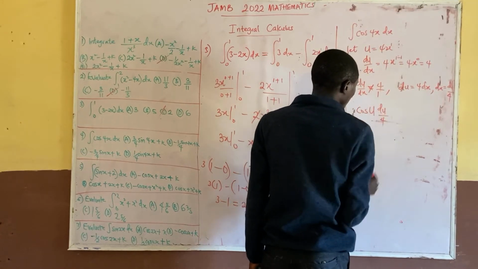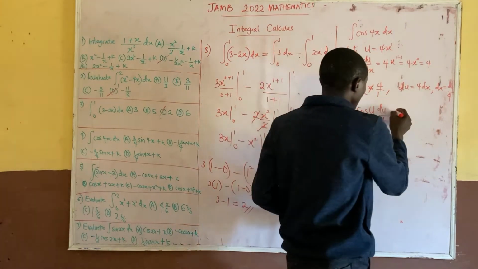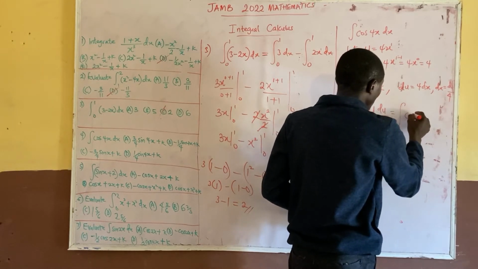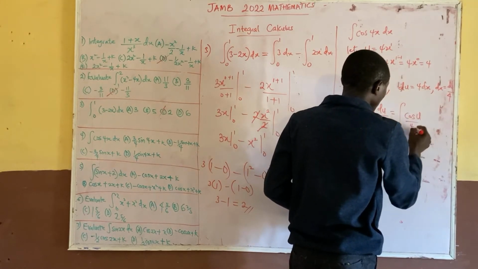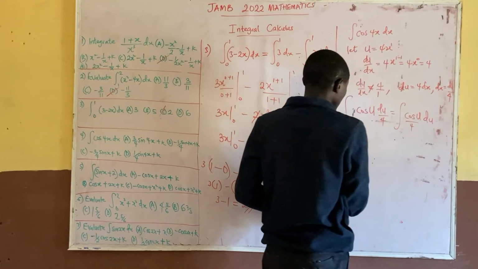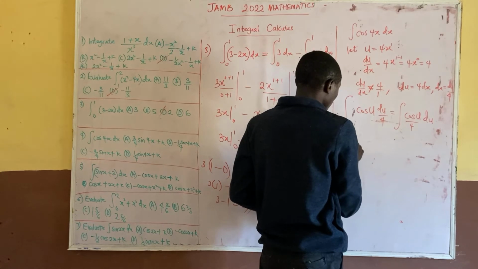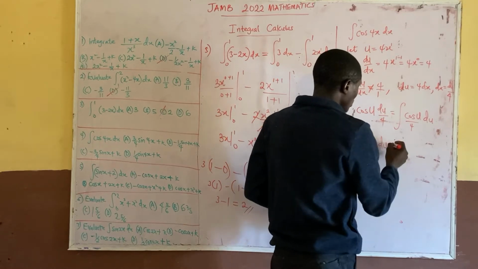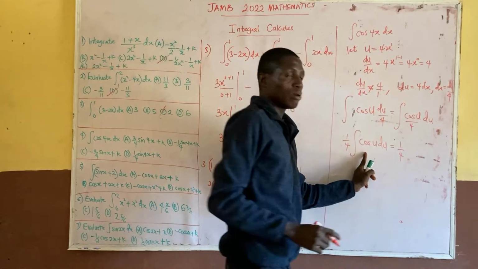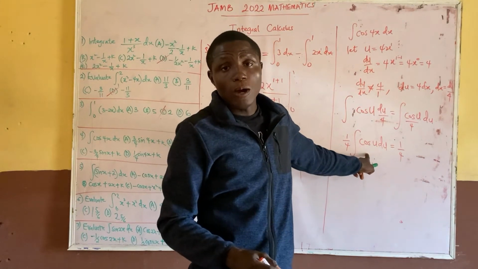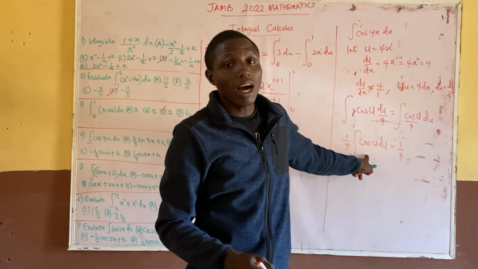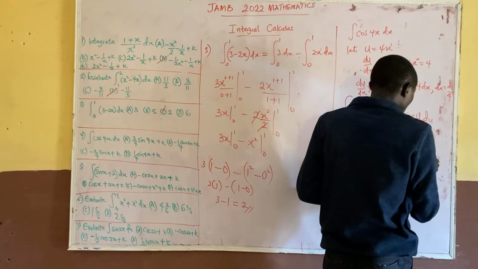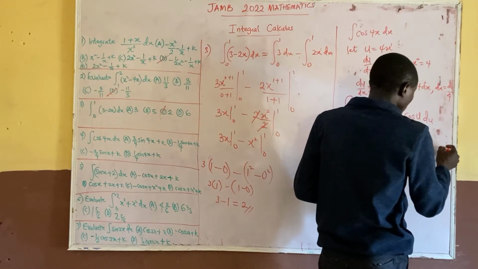Now your dx is du over 4. Since this is 1 over 4, we have the integral of cos u over 4 du. So you can easily bring this 1 over 4 out: 1 over 4, then integrate cos u with respect to du. Whenever you integrate cos u, you have sine u. So you have this bracket, sine u, that is the standard integral, plus K.